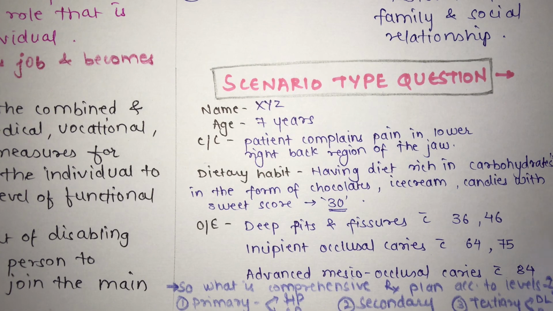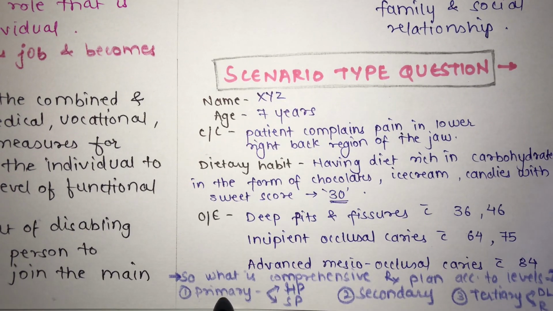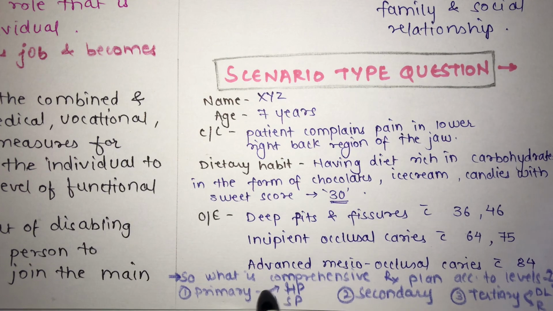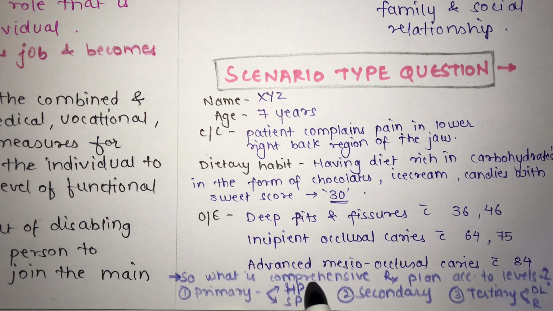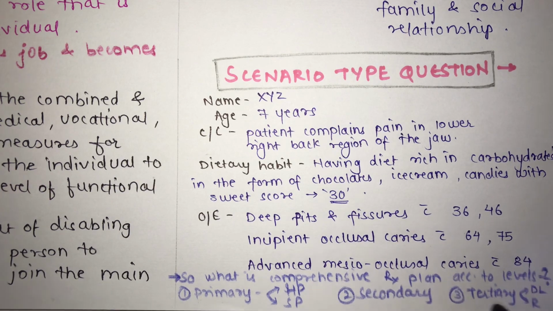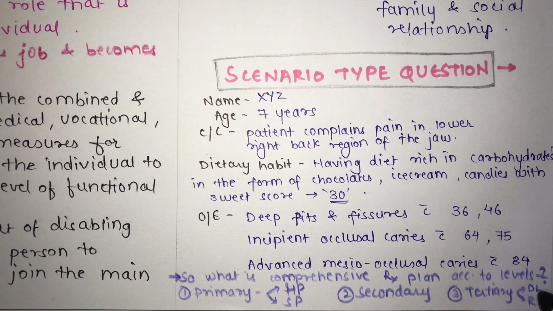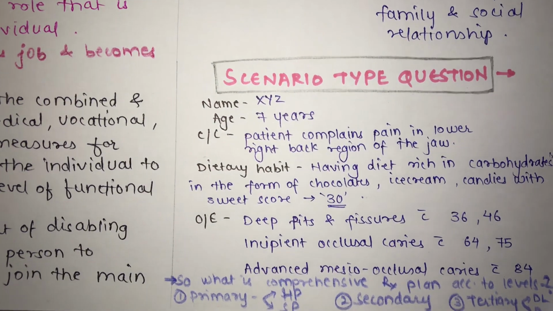According to this scenario, you have to tell me in the comment section what will be the primary level of prevention. In that, again you'll tell me the treatment plan depending upon the health promotion and specific protection. Then what will be included in the secondary level of prevention, and what will be there in tertiary. In tertiary also you will tell me about disability limitation and rehabilitation. So this is the scenario.